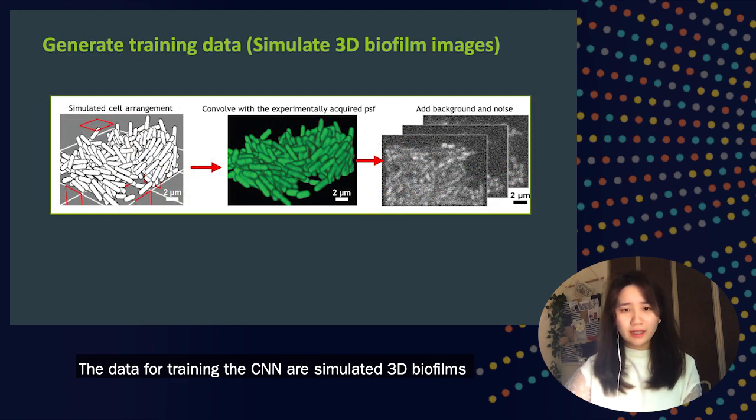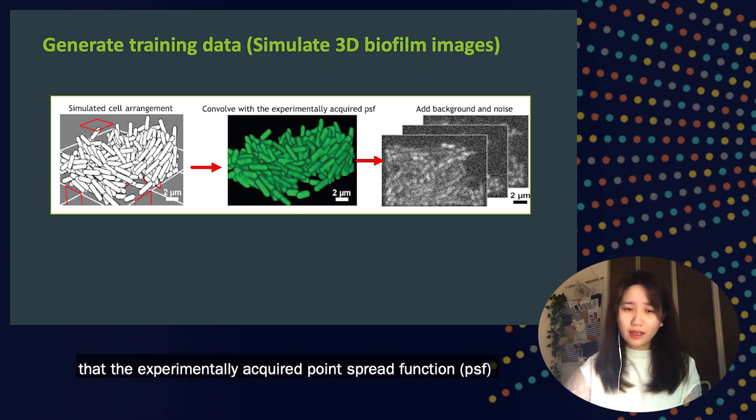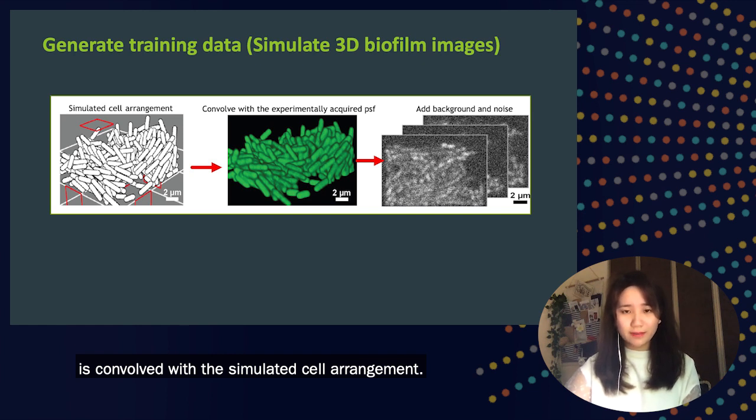The data for training the CNN are simulated 3D biofilms in which the experimentally acquired point spread function, PSF, is convolved with the simulated cell arrangement. Different biofilm cell densities and background noises are also generated to test the performance for different experimental settings.